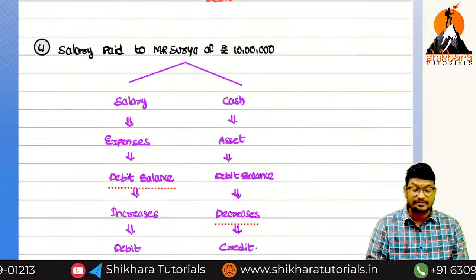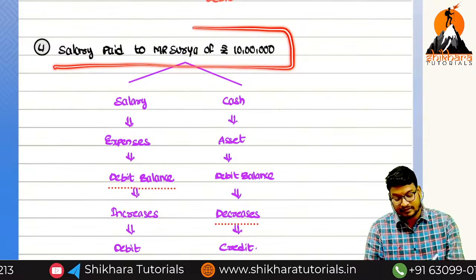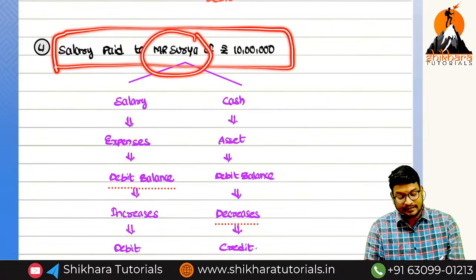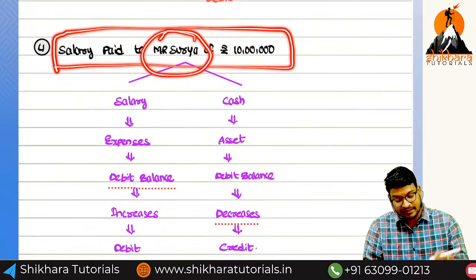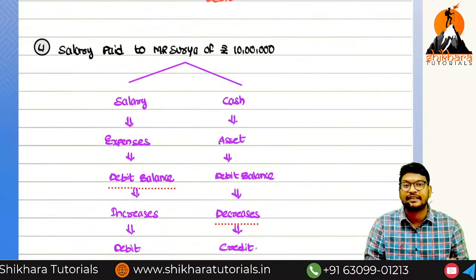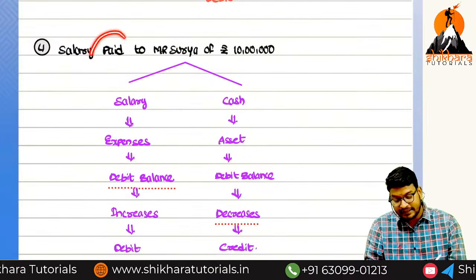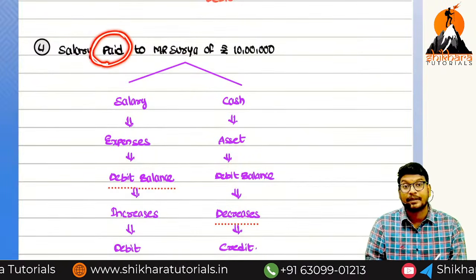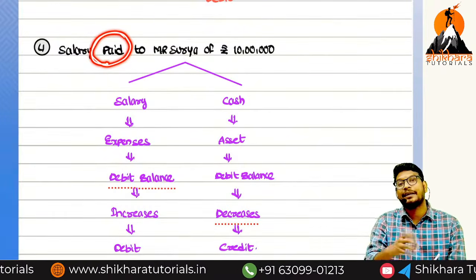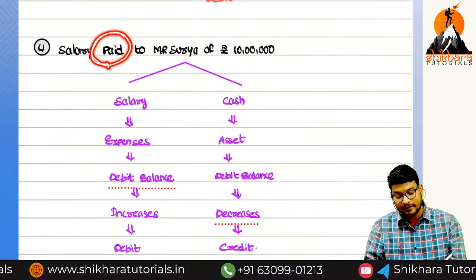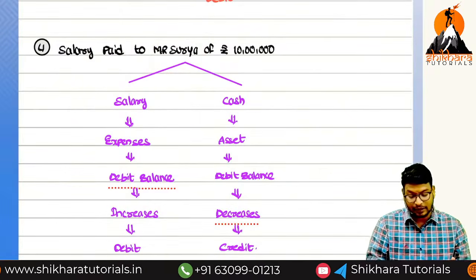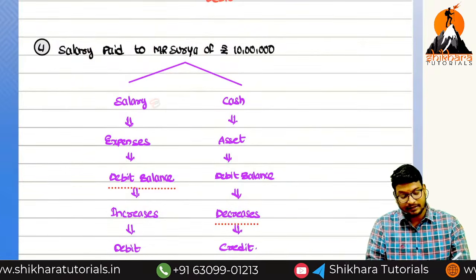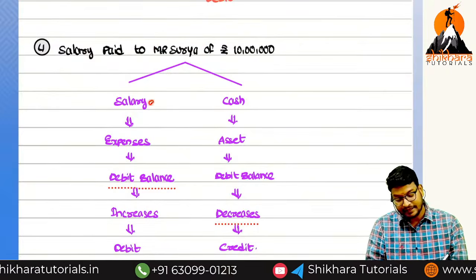Many students get confused in this type of transaction. They directly decide that if any person's name comes into the picture, that particular transaction is a credit transaction. But here there is already a word called paid. Paid means what? Already happened or not happened? Already happened. We should not take the person's name. The two outcomes are salary and cash. I think you know already.